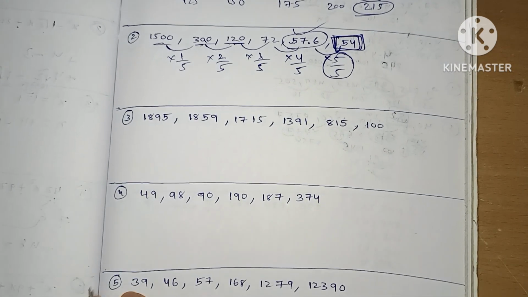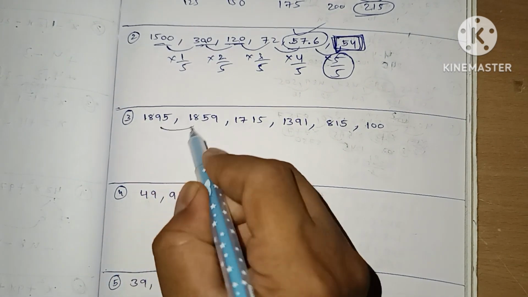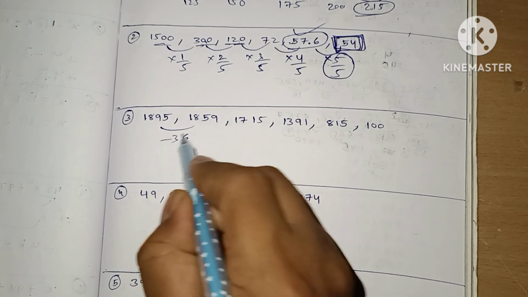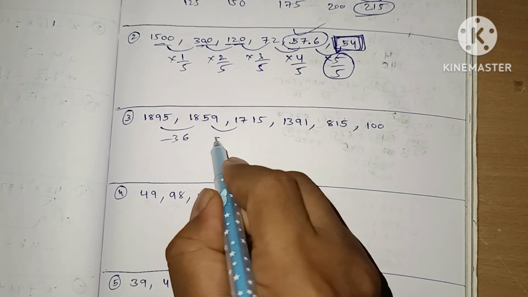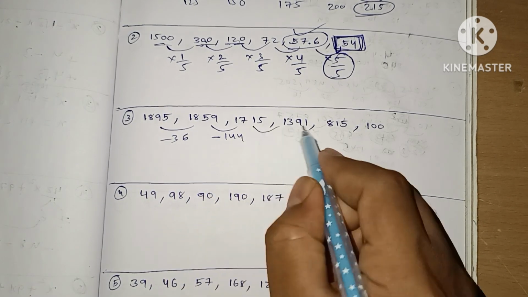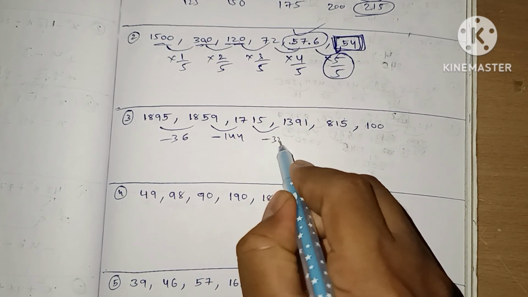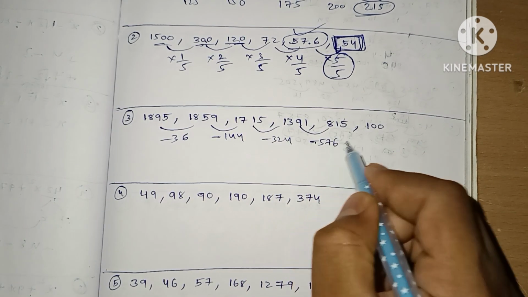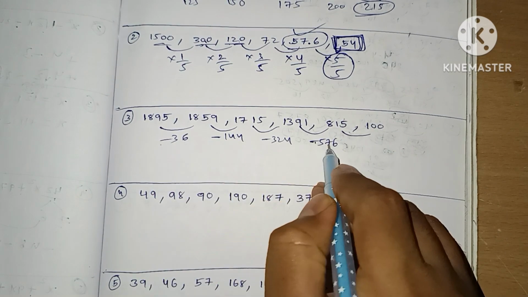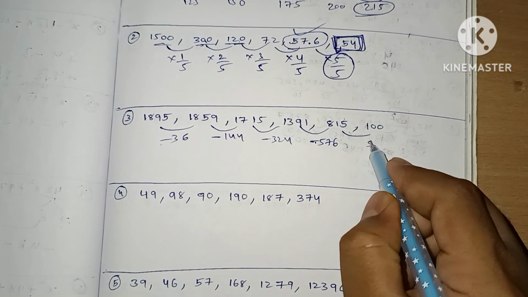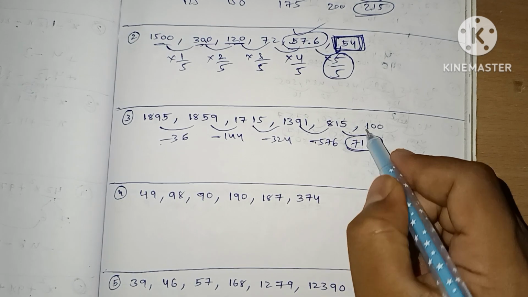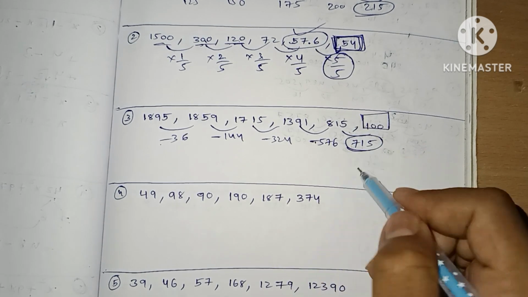Next, third question. Here the difference between these two is 36, minus 36. Here minus 144. The difference between these two is minus 324. Difference between these two is 576. These all are the square numbers. Let's see the final one. 517, which is not a square number, so our wrong number is this one.